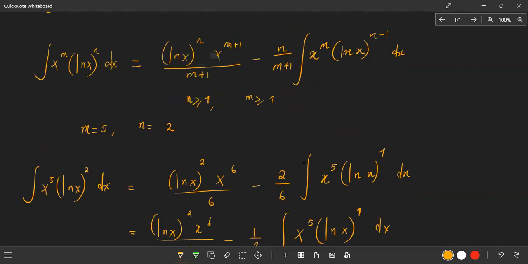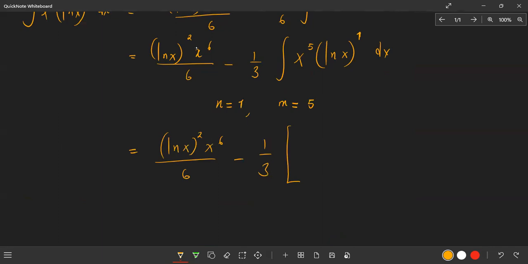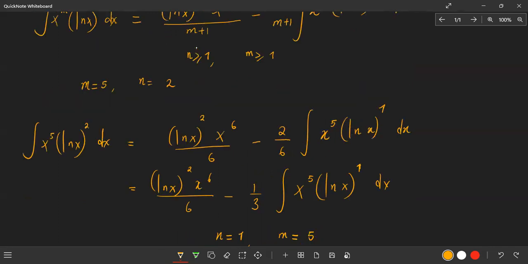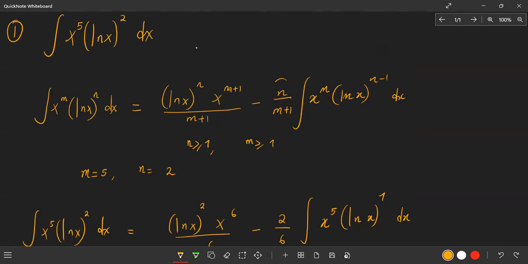So the same process is in this formula here. In place of n, I'll put a 1 now. In place of m, I'll still have a 5. So that will be natural log of x to the power 1. Are you following, right? Yes, I am. And then this will be x power 6 over m plus 1, 5 plus 1, that is 6, minus, here we have n now. Remember that the new n is 1, so this is 1 over 6.